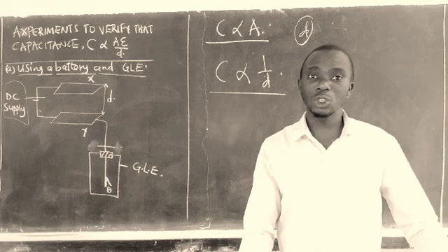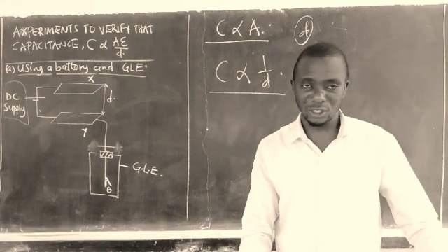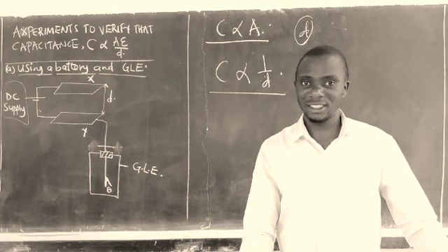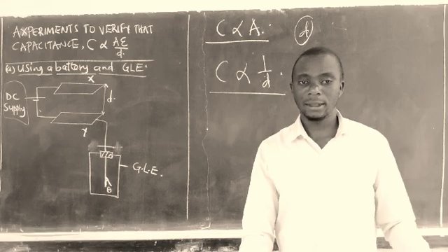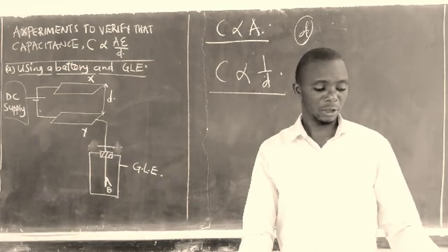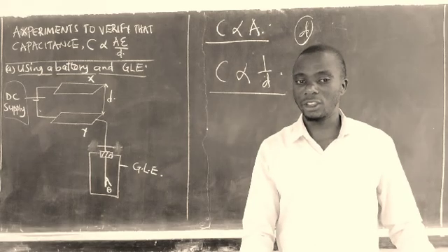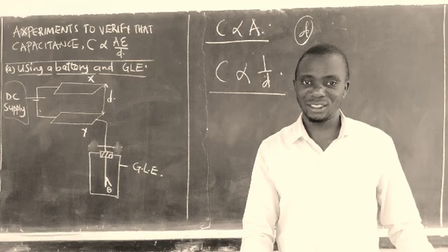When the separation D is reduced, the deflection of the gold leaf theta increases, which shows that capacitance increases with reduction in the distance.